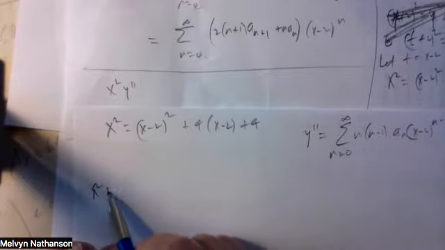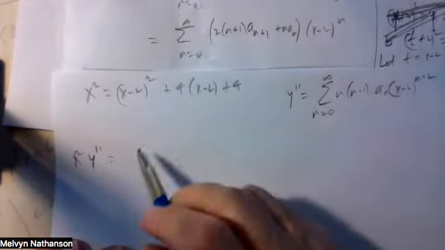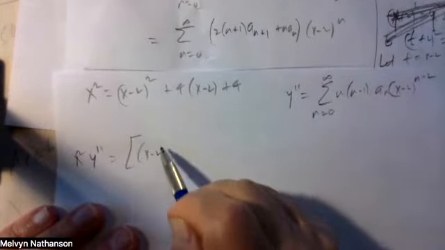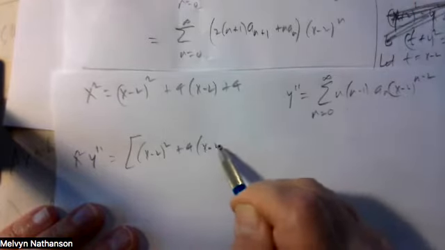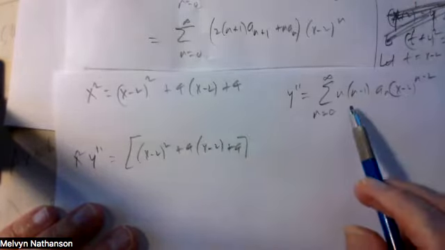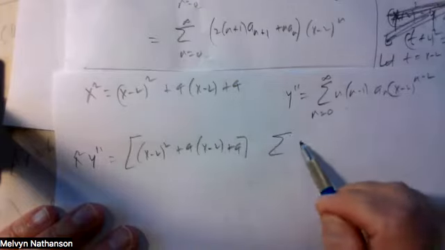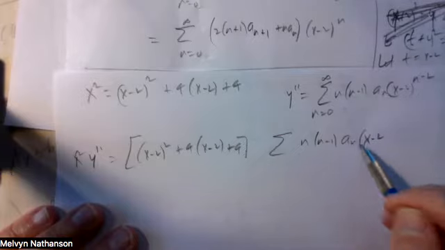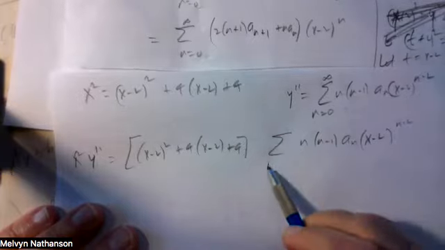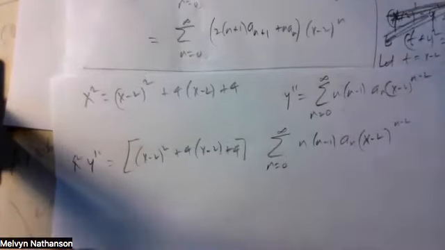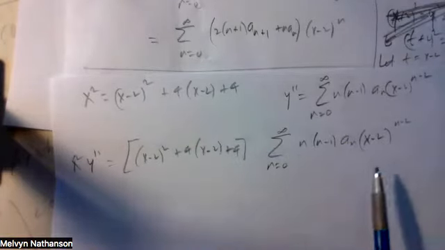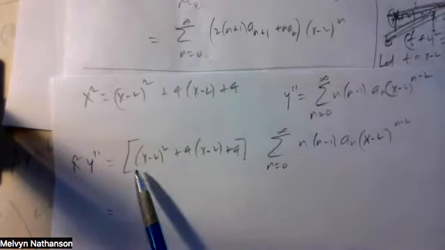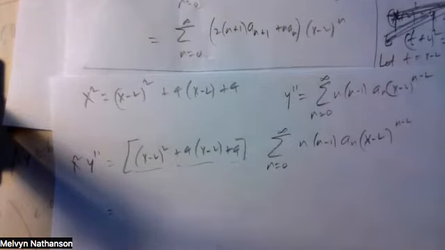So x squared y double prime is equal to this: (x minus 2) squared plus 4(x minus 2) plus 4, times the summation of n(n minus 1) a sub n (x minus 2) to the n minus 2, where n goes from 0 to infinity. And now we just distribute across. We'll get three power series. We multiply this series by this, and by this.